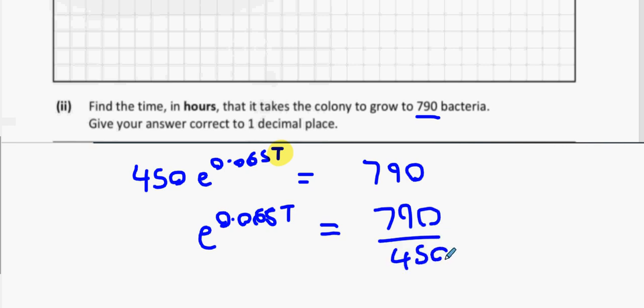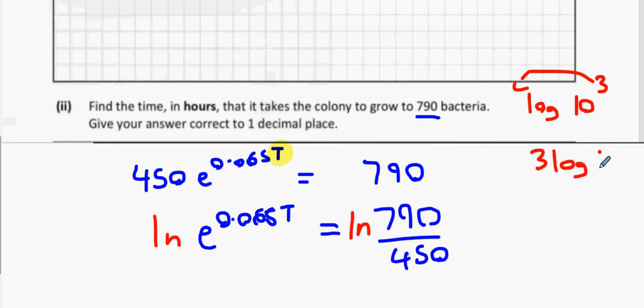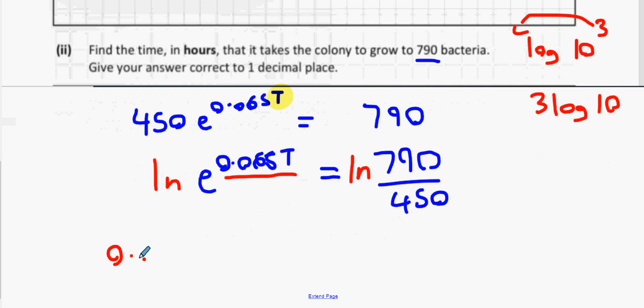That okay? Now what happens when you log both sides? ln is a log. And what's the rule for a log when you have a power? So I'll give you an example. What's log base 10 of 10 to the power 3? What can I do to the 3? I can bring it to the front and say that's 3 log 10. So what can I do here? What can I do with all that stuff there? Move it to the front.